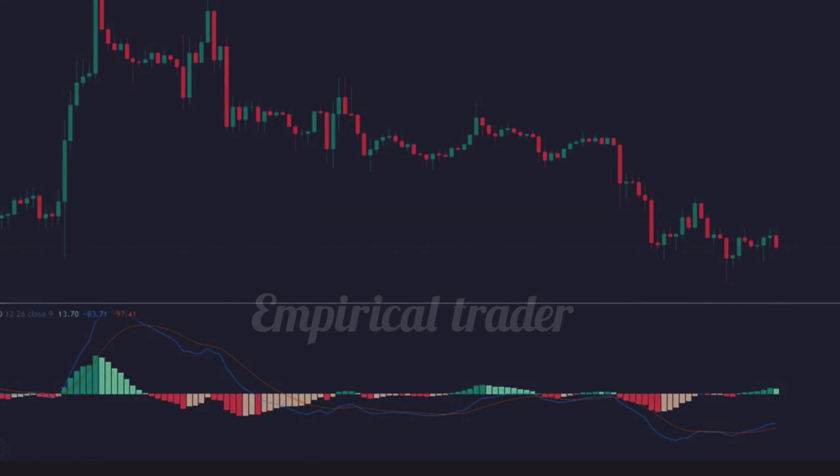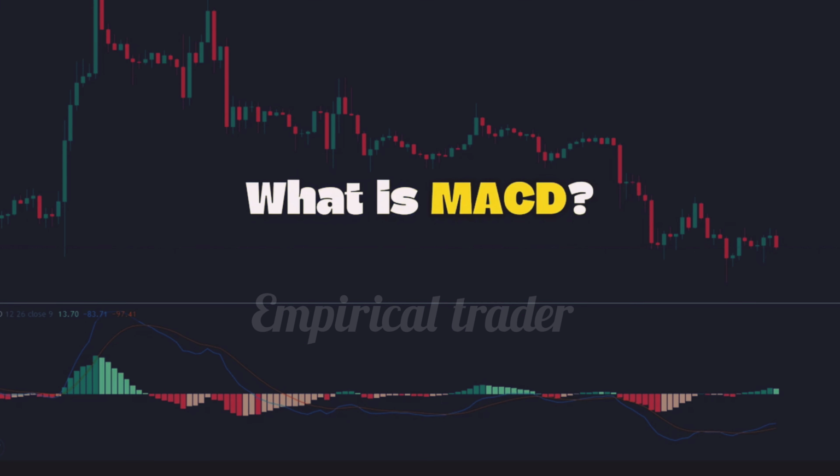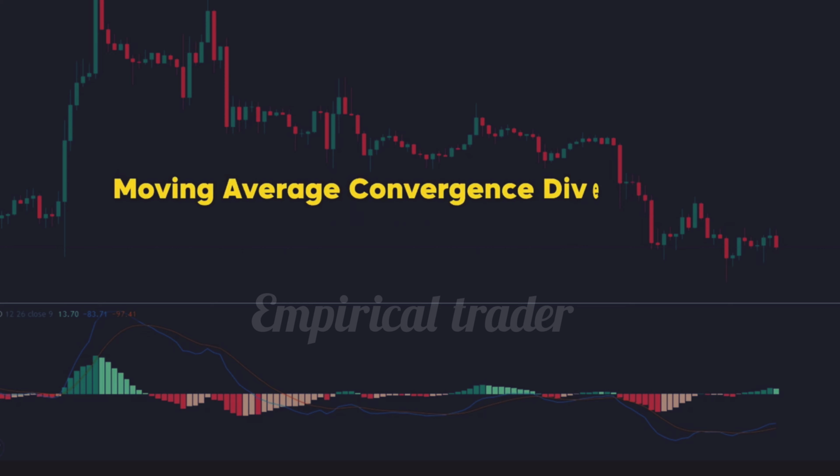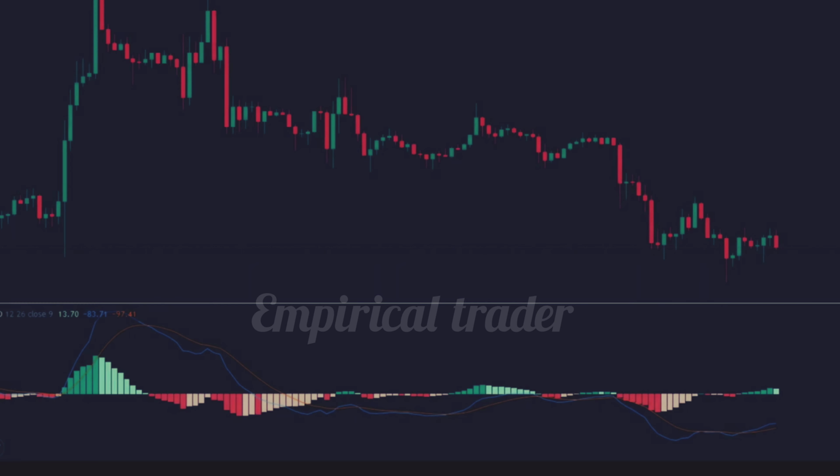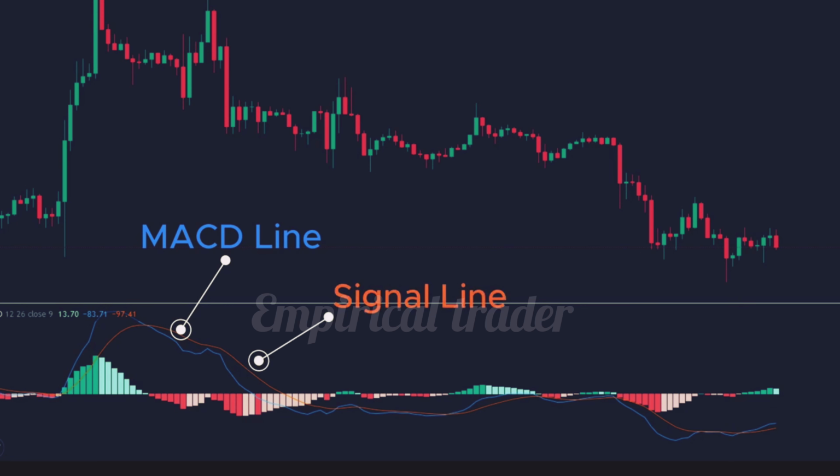Let's start by understanding what the MACD indicator is. MACD stands for Moving Average Convergence Divergence. The indicator is formed by three components: the MACD line, the signal line, and the histogram. Let's discuss each of them in depth.